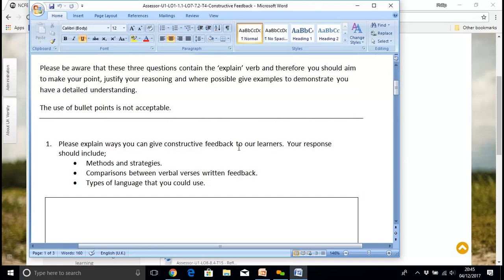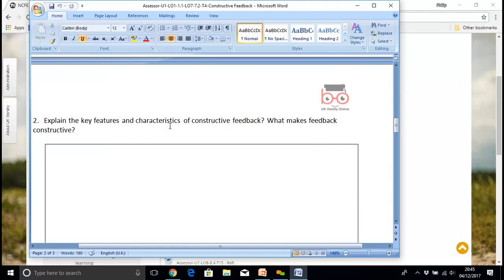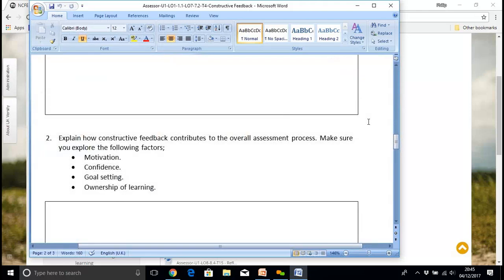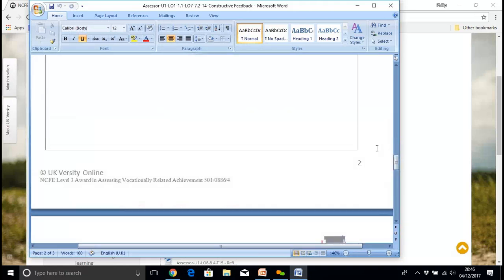So please explain ways you can give constructive feedback to learners. It should include methods and strategies, comparisons between verbal versus written feedback, and the types of language you should use. Explain key features and characteristics of constructive feedback. What makes feedback constructive? Explain how constructive feedback contributes to the overall assessment process, and make sure you explore the following factors: motivation, confidence, goal setting, and ownership of learning.